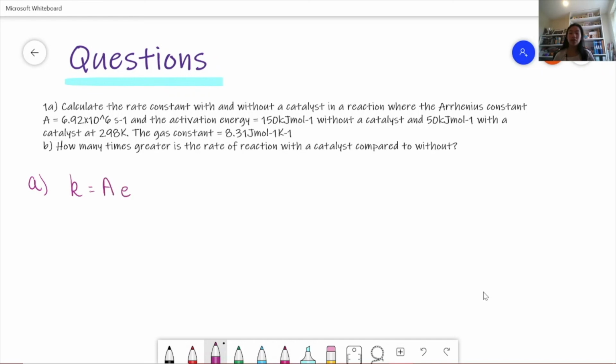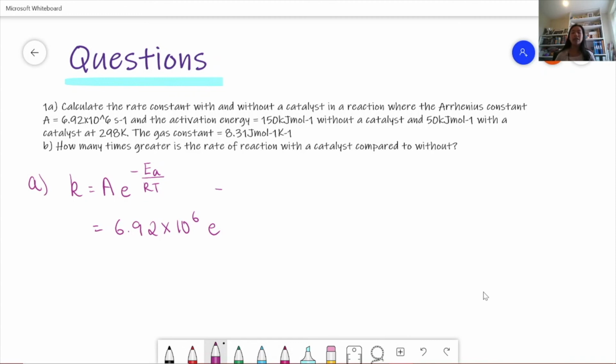So k equals A e to the power of minus the activation energy over RT. And then we just plug in the numbers. So we have A is 6.92 times 10 to the 6. And then we have the exponential. And then we have the power, so minus the activation energy.